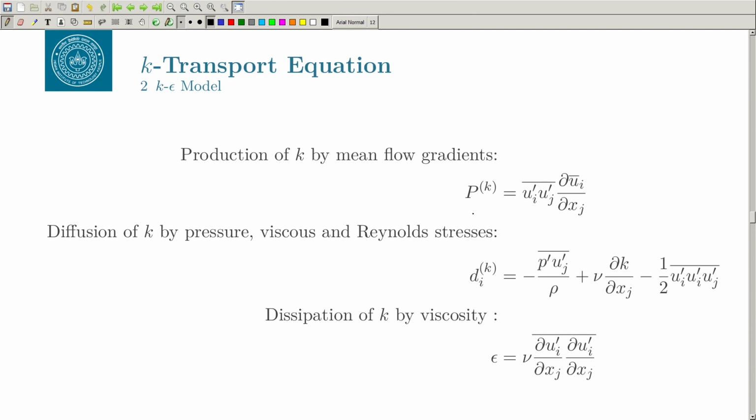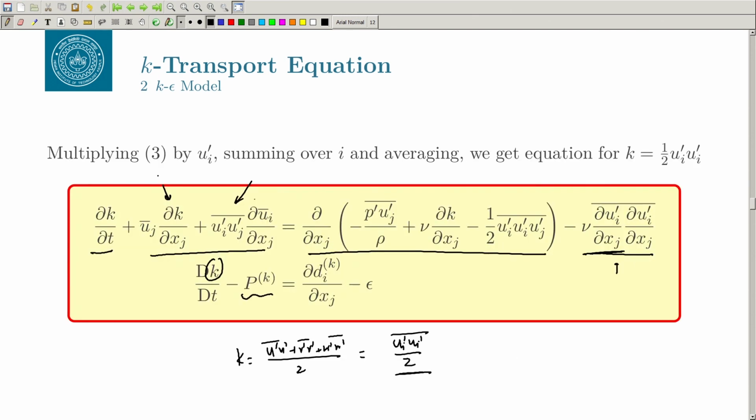So, this is the production of K by the mean flow gradients. This term is the production term by the mean flow gradient. These two you can take together, and that will give you the total derivative here.